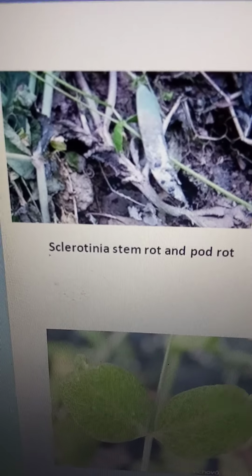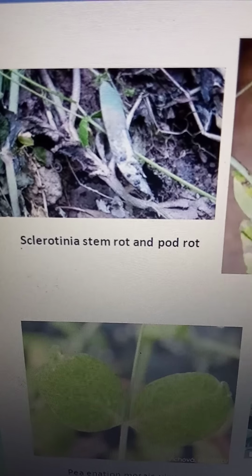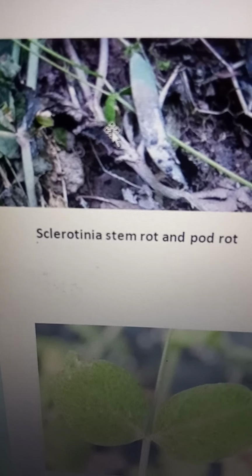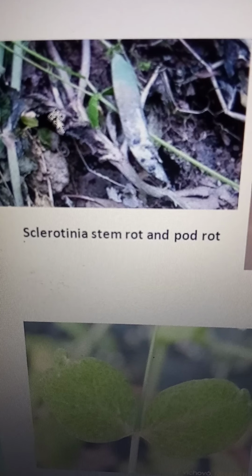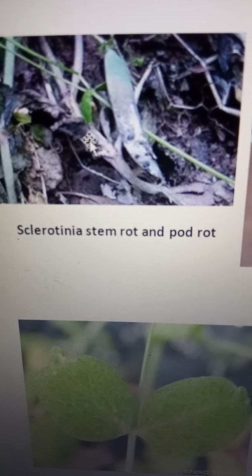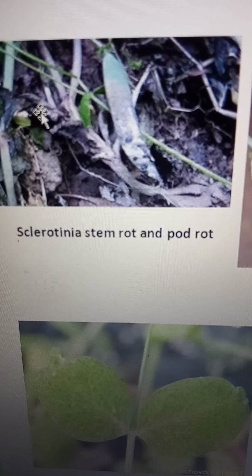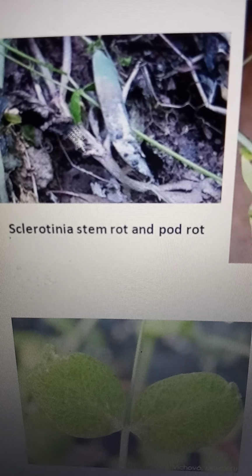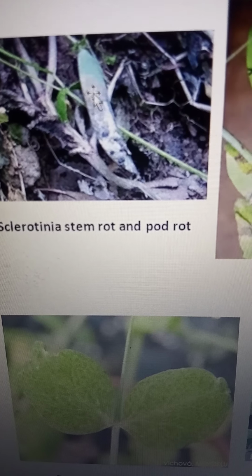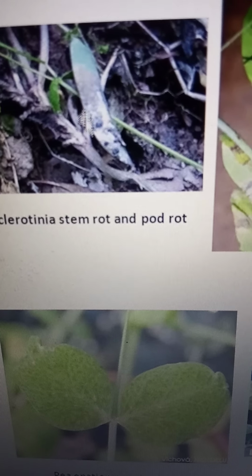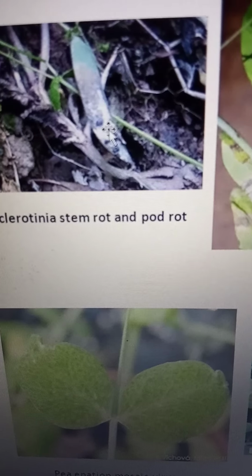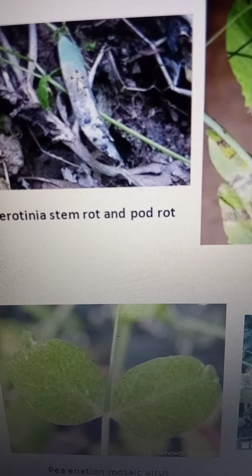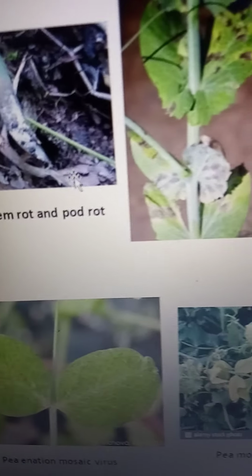And another disease is sclerotinia rot. Here you will find drying of the leaves, and the color changes to black. This is the symptom on the pod of pea. You will find black sclerotial structures on the pea pod, on the pea fruit surface.